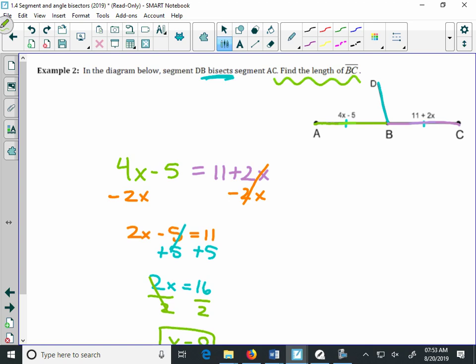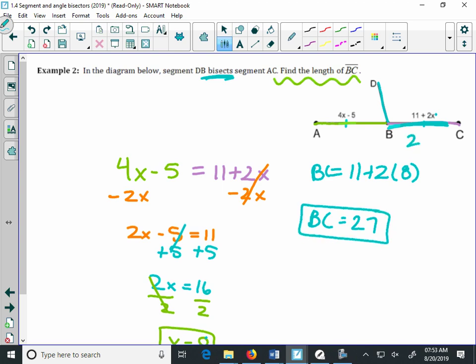Yeah, just plug it in. So here's BC, right here. We're just going to take 8 and plug it in for x. So we do 11 plus 2 times 8, because when you have a coefficient, a number written next to an x, you're multiplying. Plug that in. I forgot my letter C. So 11 plus 2 times 8 is... 2 times 8 is 16 plus 11 is 27. Okay. So we know BC is 27.